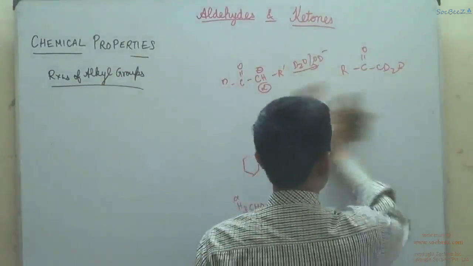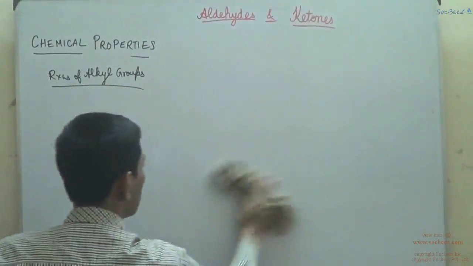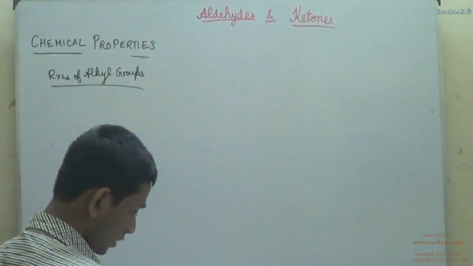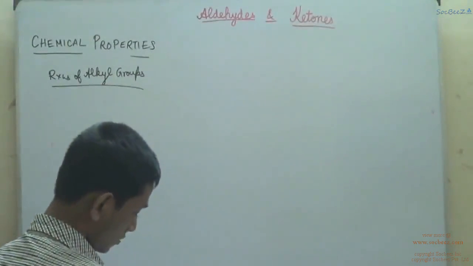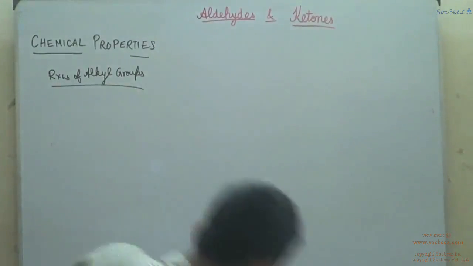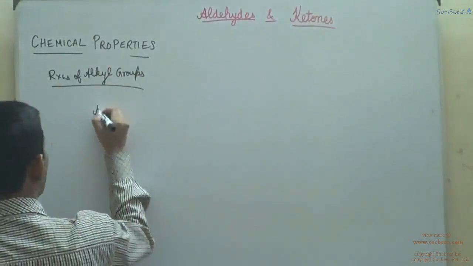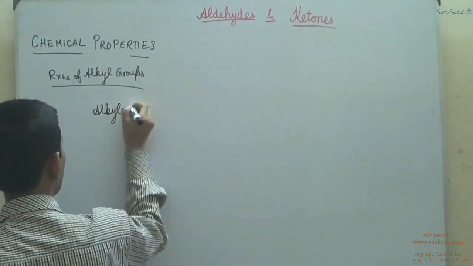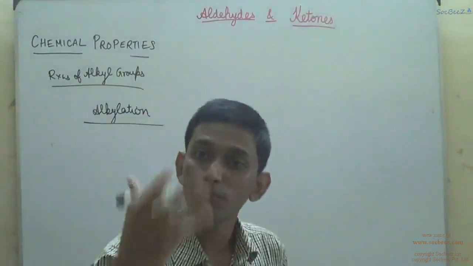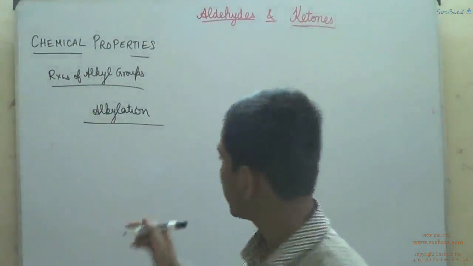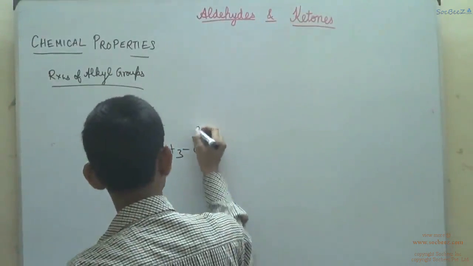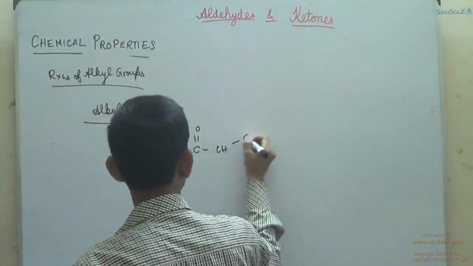So those are the main points. Now apart from that, you have one more thing, that is alkylation. That means the alkyl groups can be further alkylated in this process. Let me tell you in great detail. So let's take this compound.